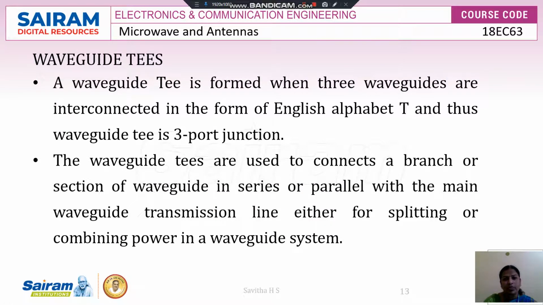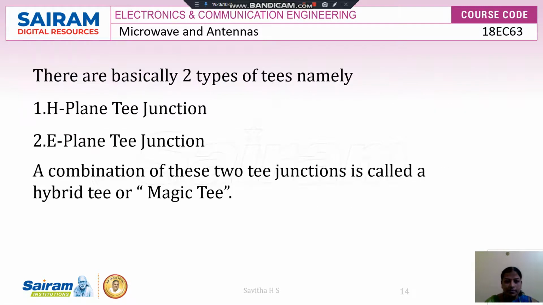So the waveguide T is formed when three waveguides are interconnected in the form of the English alphabet T. And thus the waveguide T is a three-port section. So we'll study in this module the three-port section of a waveguide. The waveguide Ts are used to connect a branch or section of the waveguide in series or parallel with the main waveguide transmission line, either for splitting or combining the power in a waveguide system.